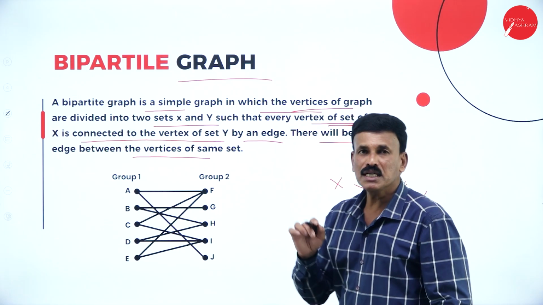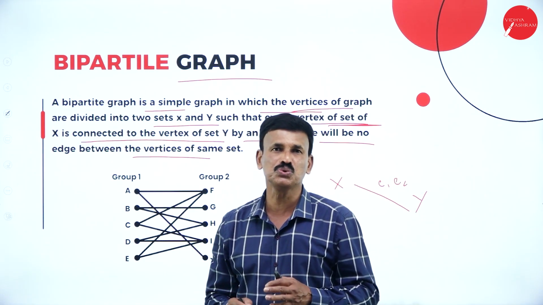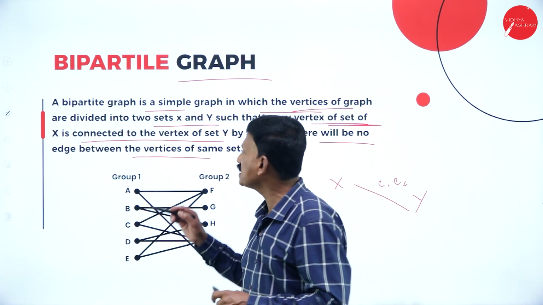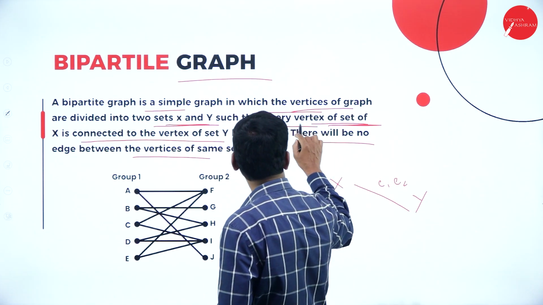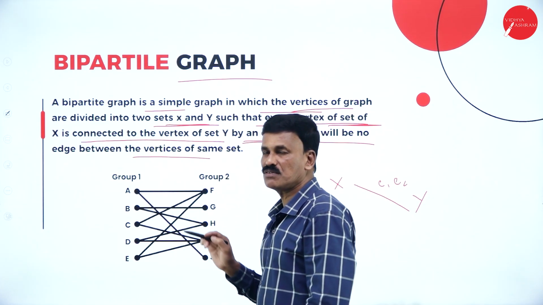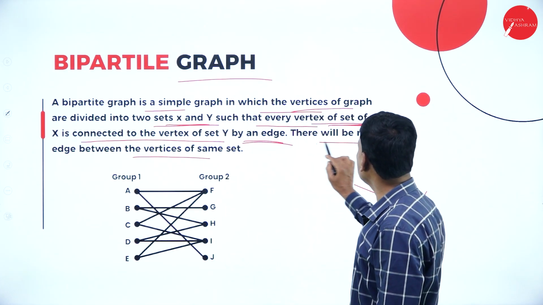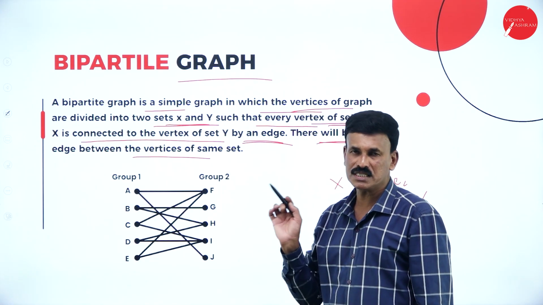So a bipartite graph is nothing but dividing a simple graph into two sets containing the vertices X and Y, such that every vertex of the set X is connected to every vertex of the set Y by an edge. There will be no edge between the vertices of the same set.